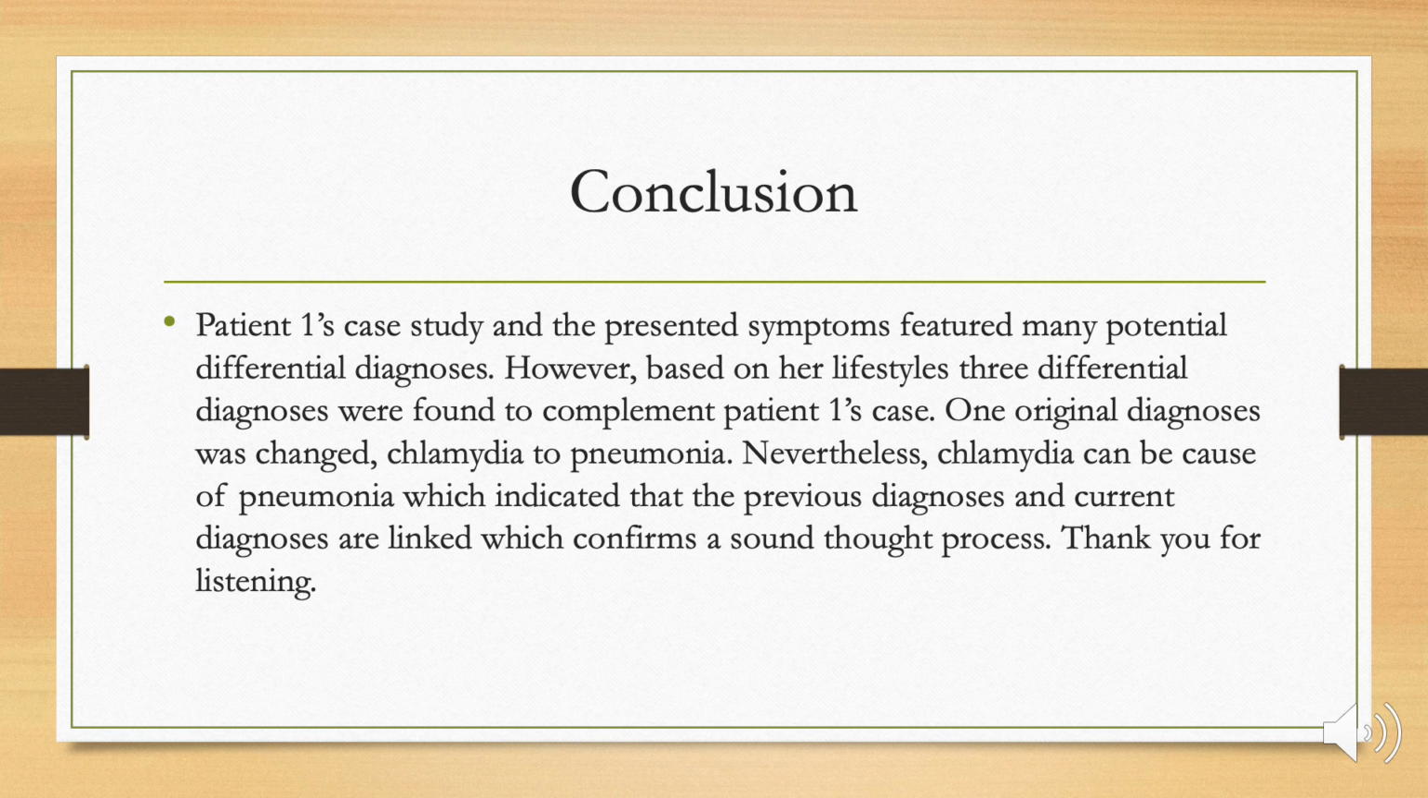In conclusion, patient 1's case study and the presented symptoms featured many potential differential diagnoses. However, based on her lifestyle, 3 differential diagnoses were found to complement patient 1's case. One original diagnosis was changed: chlamydia was changed to pneumonia. Nevertheless, chlamydia can be a cause of pneumonia, which indicates that the previous diagnosis and current diagnosis are linked, which confirms a sound thought process.